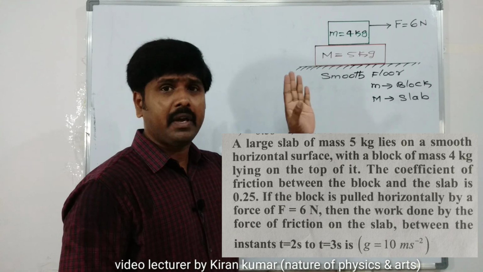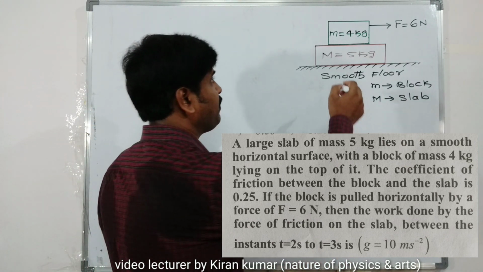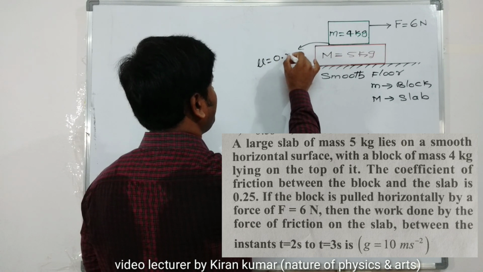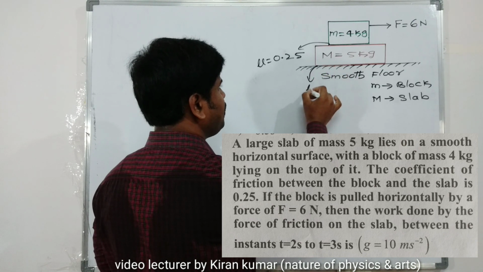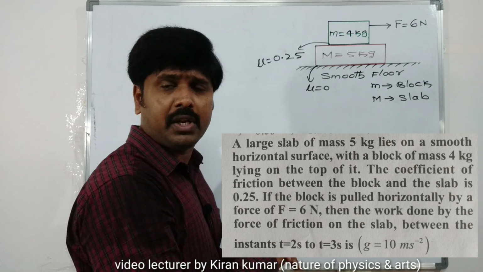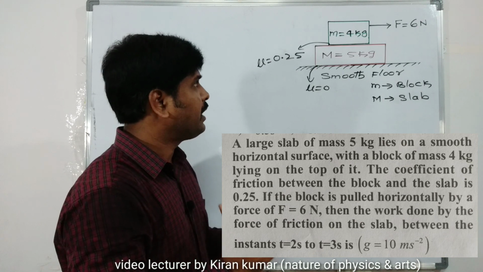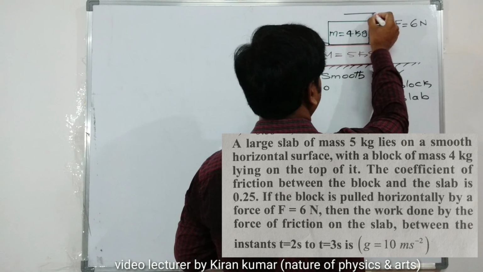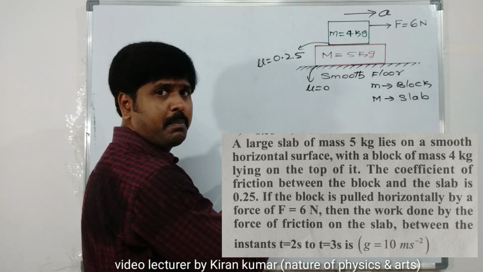So where does the frictional force take place? The frictional force takes place between the two blocks, that is mu equal to 0.25. But the floor is smooth, so mu is equal to 0 there. Only the frictional force between the block and the slab acts. Try to understand, the total system is moving with an acceleration a. So step by step we can do here.